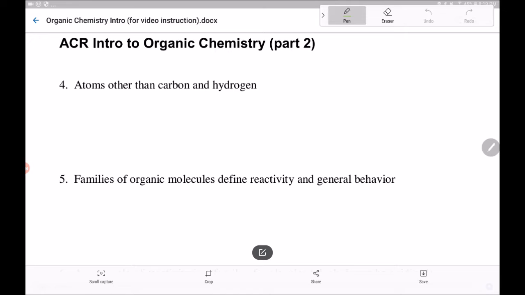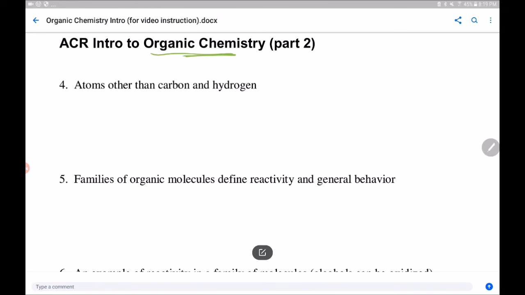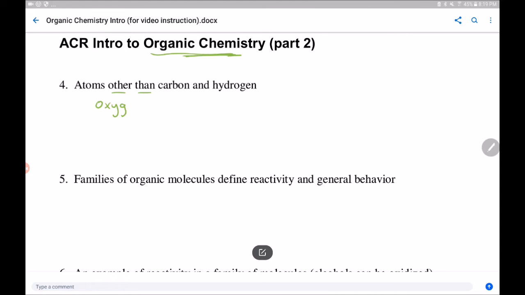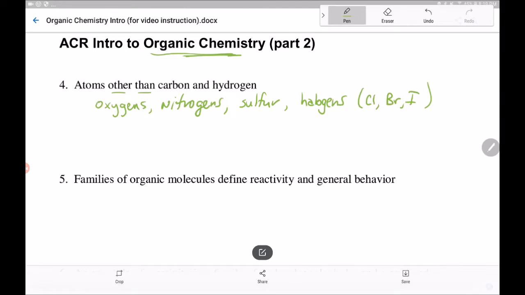All right. Last lesson you learned that organic chemistry is based on carbons and hydrogens, but the atoms other than carbon and hydrogen determine what the molecules can really do. So there are several atoms that are important. Oxygens turn out to be very common, very important. Nitrogens, again, very common, very important. Sulfur is more rare, but important. And then we have halogens, common. Halogens are chlorine, bromine, iodine, sometimes fluorine, but rare.